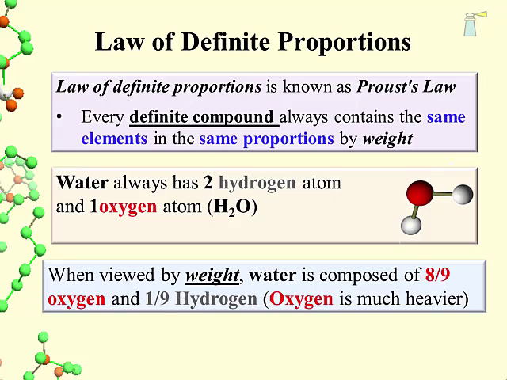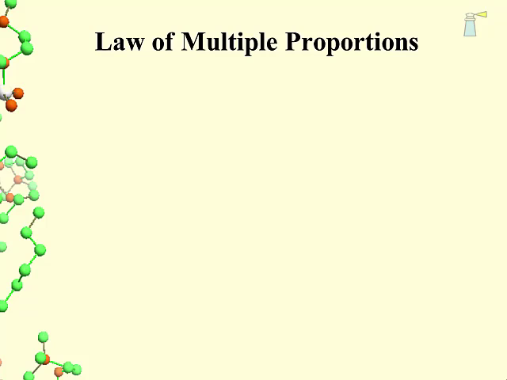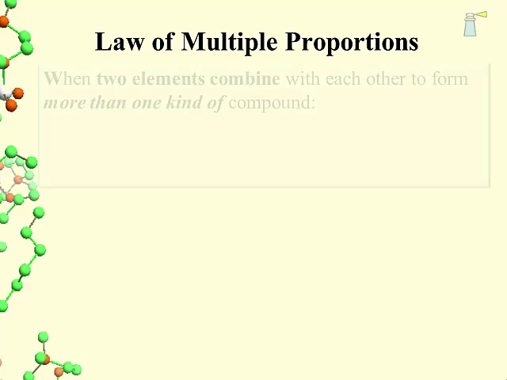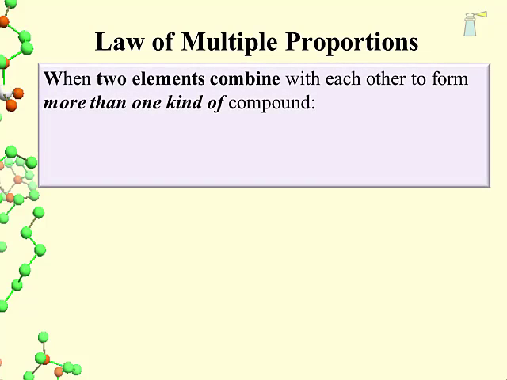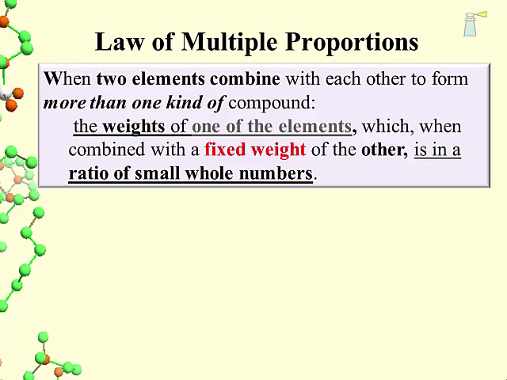That is not to say that it doesn't get more complicated. The law of multiple proportions: when two elements combine with each other to form more than one kind of compound, the weights of one of the elements, which, when combined with the fixed weight of the other, is in a ratio of small whole numbers. Yes, it is a mouthful. Not to worry though, a simple demonstration will help clarify the point.